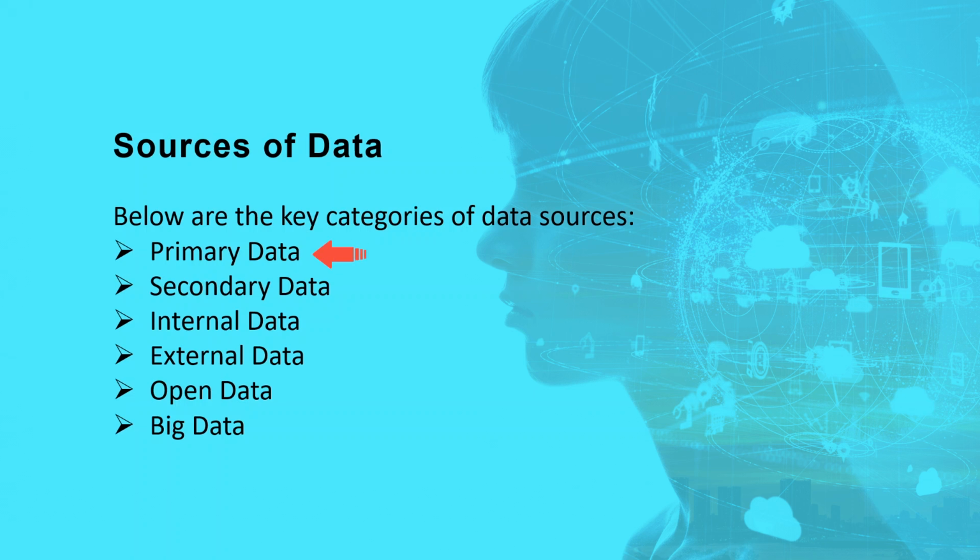Collecting primary data can be time consuming, expensive and resource intensive. These are highly specific to research questions and can be subject to biases depending on how these are collected. The methods of collecting primary data may include different methods like survey, interview, observation, experiment, field work, etc.